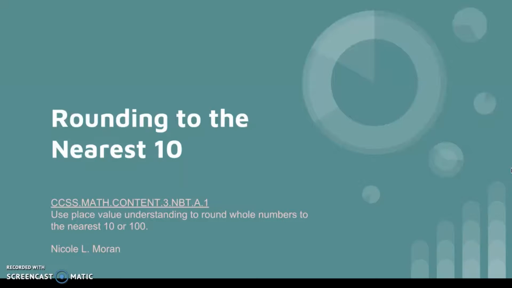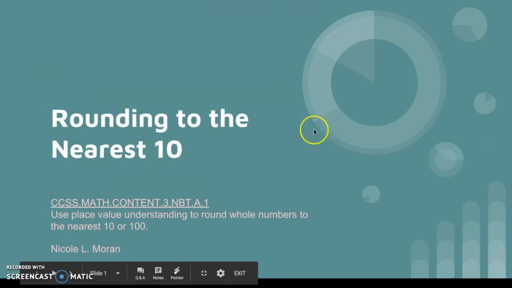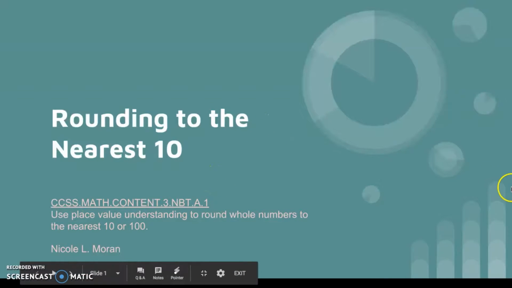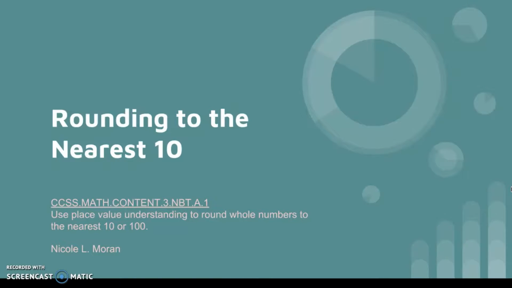Today we're going to learn to round to the nearest 10. We're going to go over the CCS Math Content Standard for 3rd grade, which is using place value understanding to round whole numbers to the nearest 10 or 100.